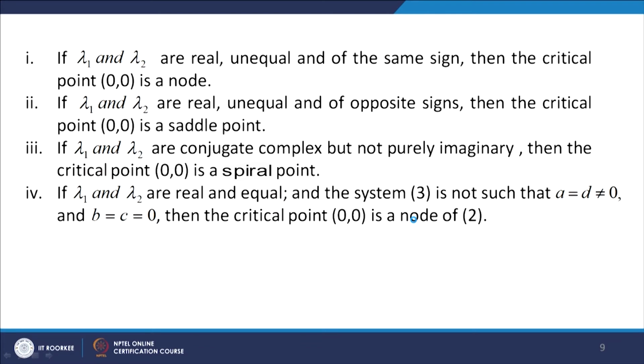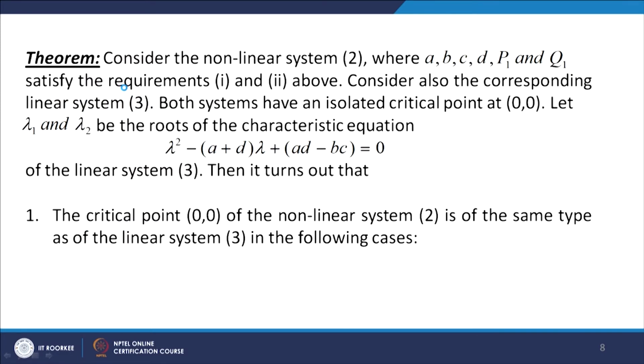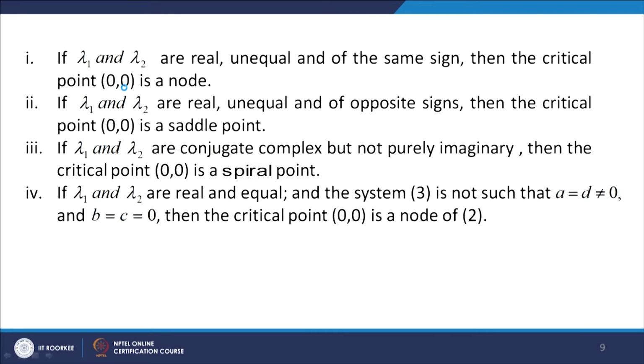If lambda 1 and lambda 2 are real, unequal and are of the same sign, then the critical point (0,0) is a node. We know that for the linear system 3, if lambda 1 and lambda 2 are real, unequal and are of the same sign, then the critical point (0,0) is a node, and same is true for the non-linear system. So, if lambda 1 and lambda 2 are real, unequal and of the same sign, then the critical point (0,0) is a node.